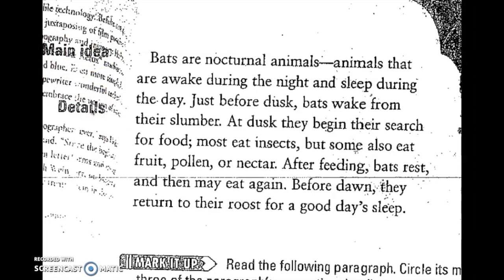Just before dark, bats wake up from their slumber. At dusk, they begin their search for food. Most eat insects, but some also eat fruit, pollen, or nectar. After feeding, bats rest, and then may eat again. After dawn, they return to their roost for a good day's sleep. So that's the details that support the main idea.